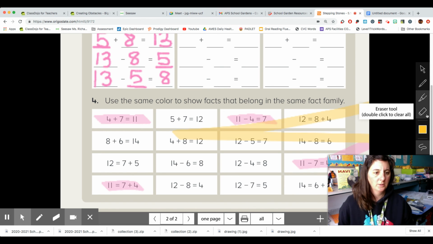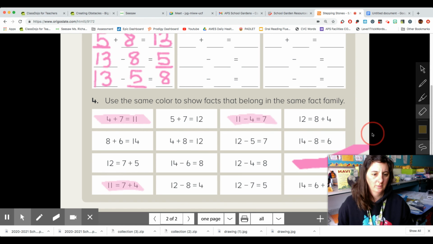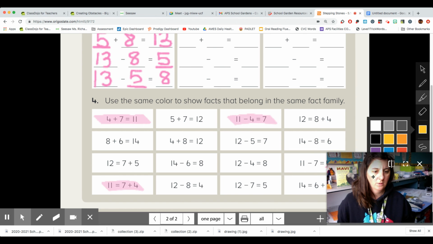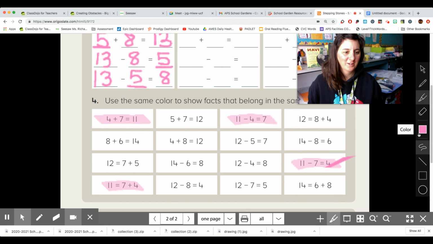Whoa, what did I do? Whoops. Oh my goodness, hold on. Whoa, let's fix that. Back to the highlighter. Back to pink. I need to move myself around. Okay, let's make that one pink.